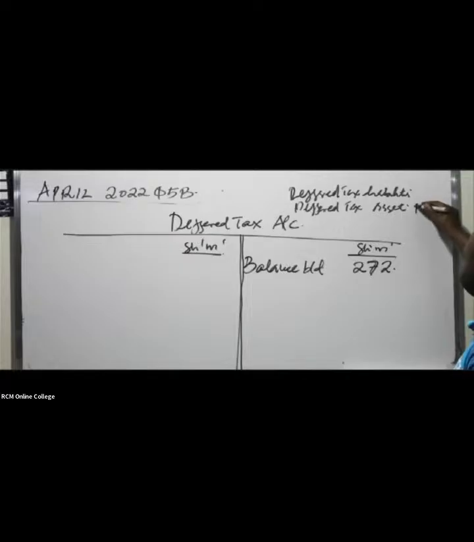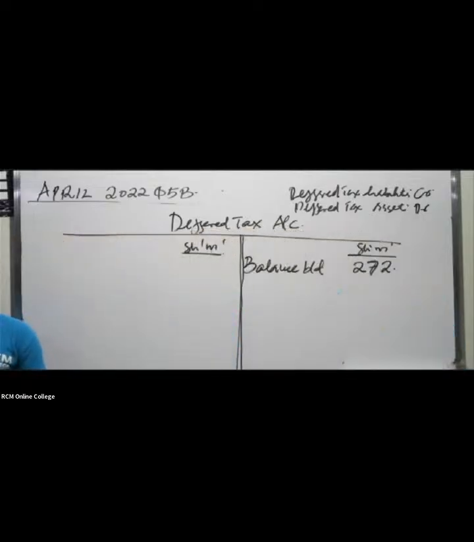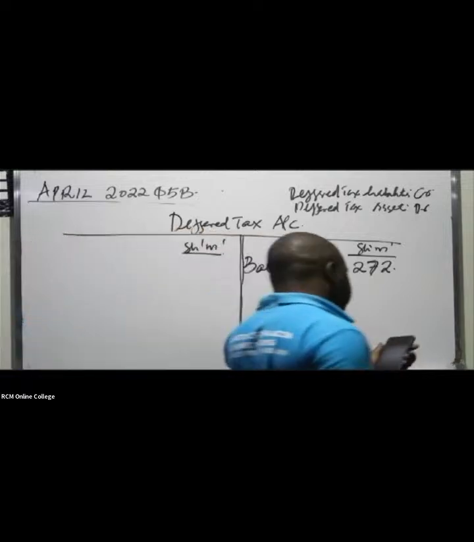Assets normally have a debit balance. Liabilities have, in this case, what? A credit balance. So you now have to see what the sense is, in this case credit. So you'll end up having to go to the credit side. So get that one very clearly.